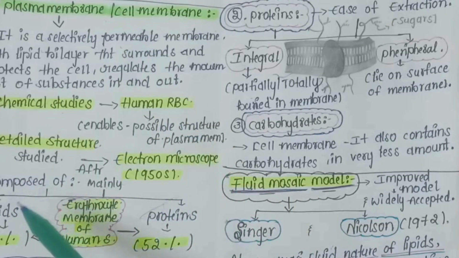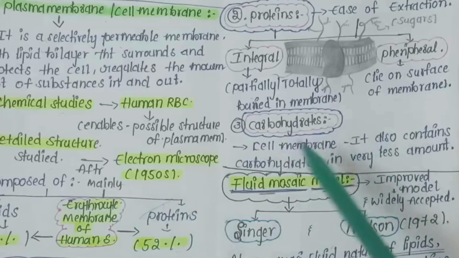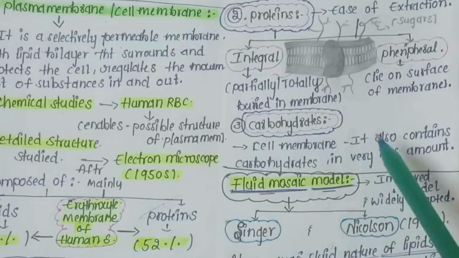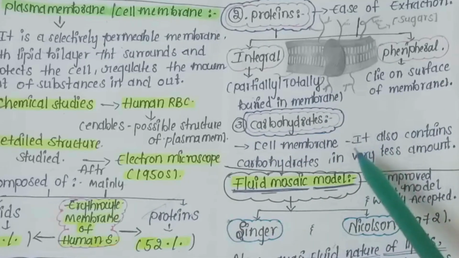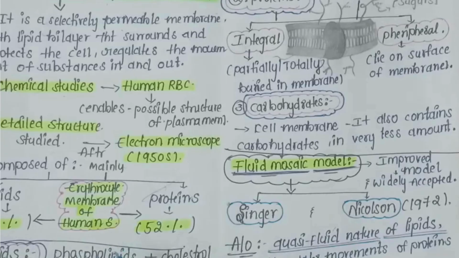Coming to the composition of the plasma membrane, it contains lipids, proteins and carbohydrates. The lipids are 40%, proteins are 52%, and it also contains carbohydrates on the cell membrane, in a very small amount. The lipids include phospholipids and cholesterol. The phospholipids have a hydrophilic polar end towards the outside of the membrane, and the non-polar hydrocarbon tails towards the inner side, which are hydrophobic in nature.